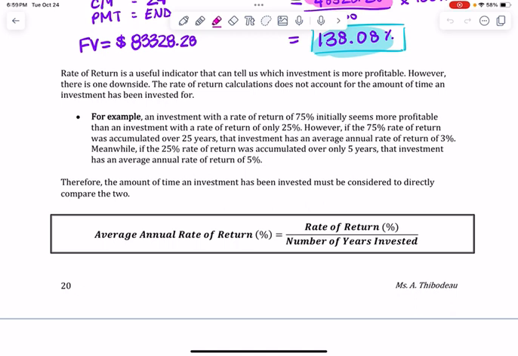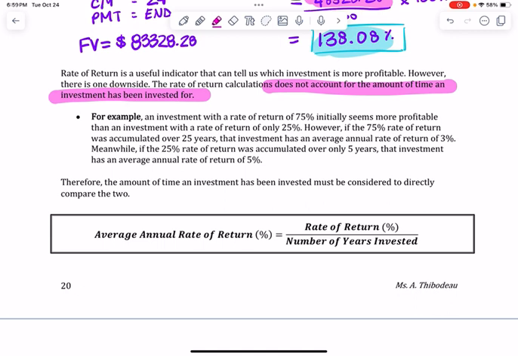However, rate of return does have some pitfalls. It does not account for the amount of time the money has been invested for. So if we're taking a look at that, sometimes we might get a rate of return of something really, really high, like a 75%. And that sounds really good. But when I take a look at that, the time that it took to get me to that 75% rate of return really makes a difference.